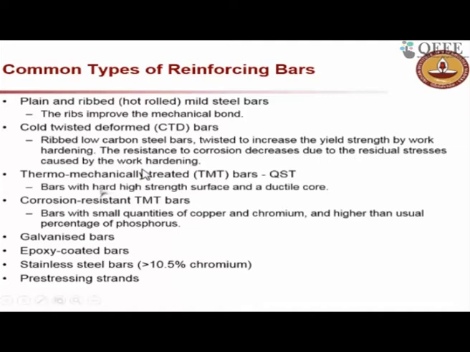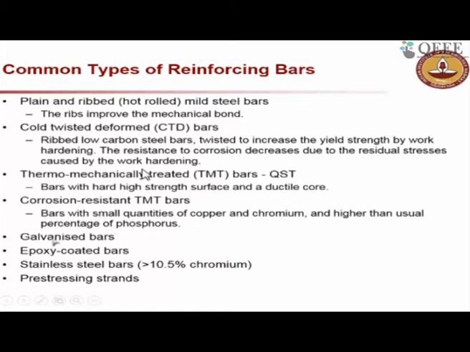They also have a very hard surface and a ductile core. This is widely used especially for earthquake resistant design, where you actually design a ductile structure, so you need much more elongation of the bar. Then we also have corrosion resistant TMT bars. In these, a very small quantity of copper and chromium is introduced into the bar, and a little bit of phosphorus is also there, and that is why they get this high corrosion resistance.